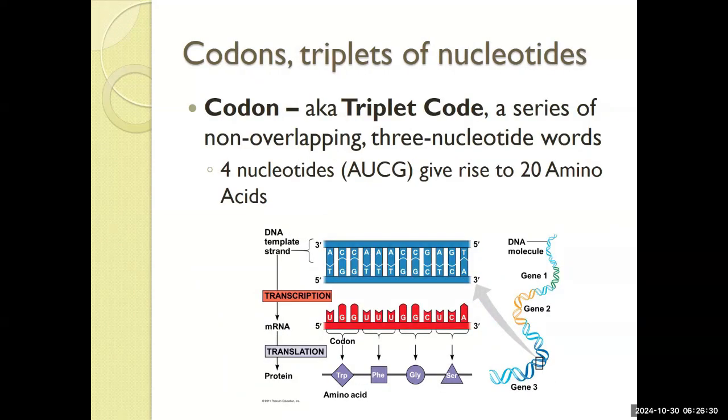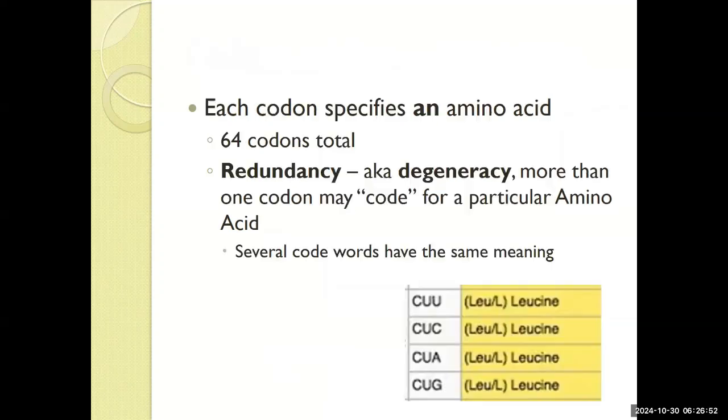A codon is 3 non-overlapping nucleotides. And because we have 4 nucleotides, A, U, C, and G in RNA, they give rise to 20 total amino acids, 20 essential amino acids that we absolutely must have to function properly. Each codon is specific. A codon will always code for a particular amino acid. CUU is always leucine, but there's something called redundancy here, also known as degeneracy.